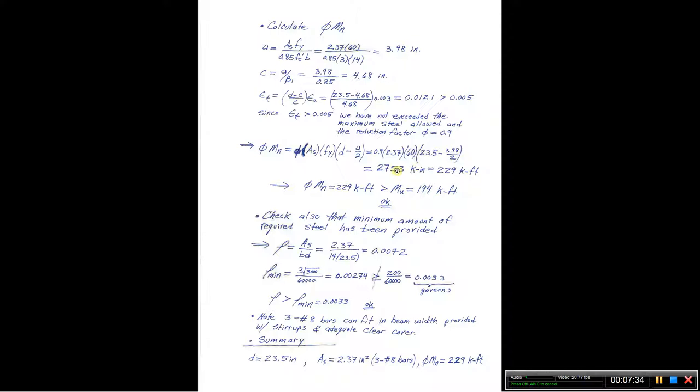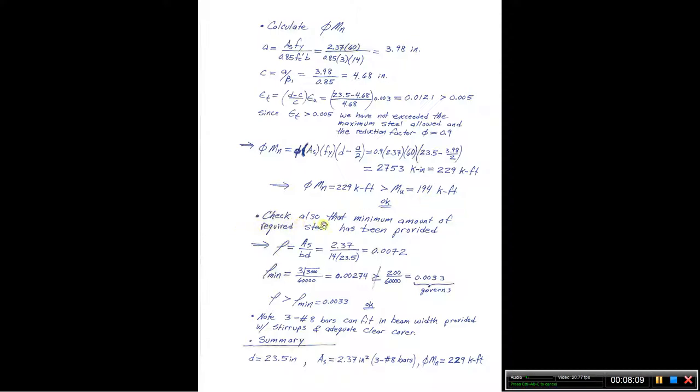The answer will come out in kip inches, but we can divide by 12 and get kip feet. That number, phi Mn of 229 kip feet, is greater than M sub u, which was 194 kip feet. So that is very good. That means that our moment capacity is okay. And that's exactly what we wanted to see. This number is reasonably close, but it is definitely bigger, so that is good.